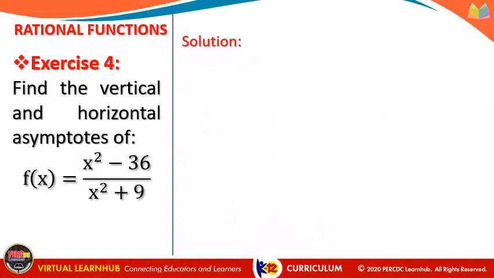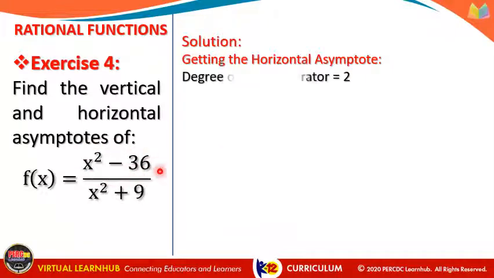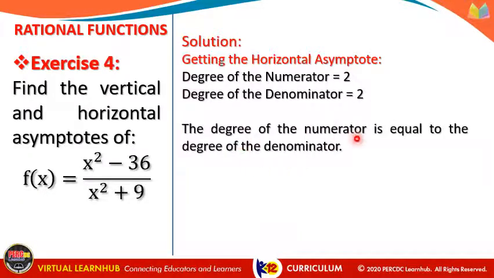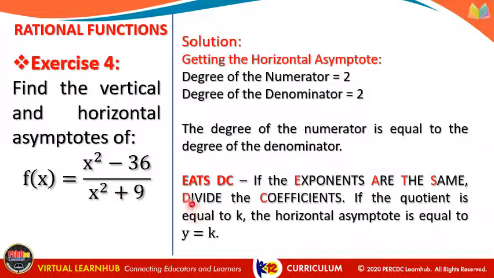Let's get the horizontal asymptote. Ano ang degree ng numerator? The numerator is a second degree polynomial. The denominator is also a second degree polynomial. Parehas ang degree ng numerator at ng denominator. Ano ang gagamitin natin? Yung its DC. Exponents are the same. Divide coefficients.